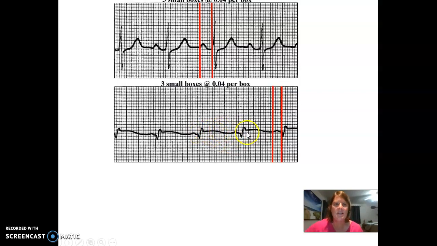But for right now, let's just look at this PR interval, beginning of the P wave where it starts to go up to the beginning of the QRS. It looks like I'm about 3 small boxes here. And again, 3 boxes, each box is 0.04 seconds of time.